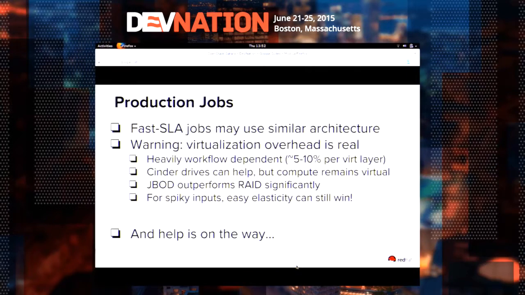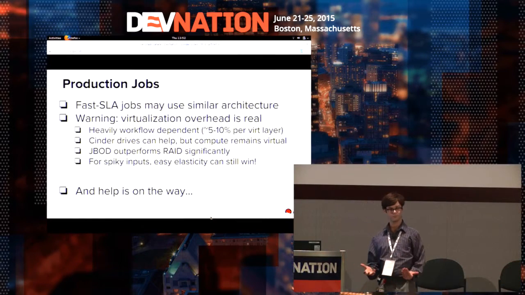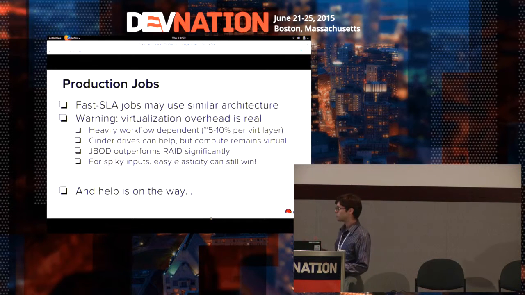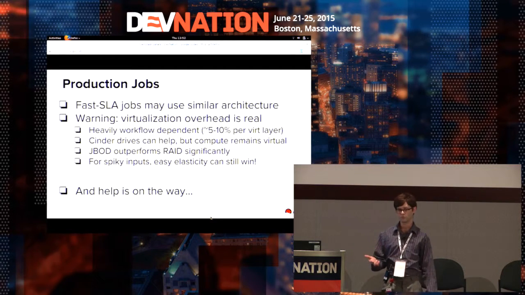Production jobs themselves, fast SLA jobs, are probably going to use similar architecture. They're going to use that volume local to instance flag. They're going to use your Cinder drives. I do still have to give the caveat, though, that virtualization overhead is a real thing. You are going to lose probably about 5 to 10% per virtualization layer, and that's storage, that's compute, that's network.